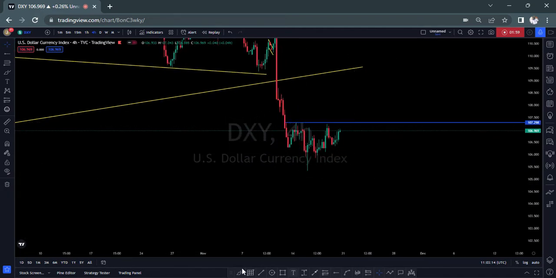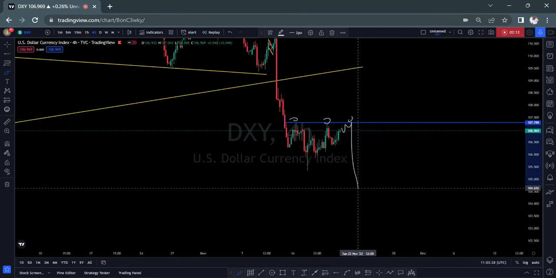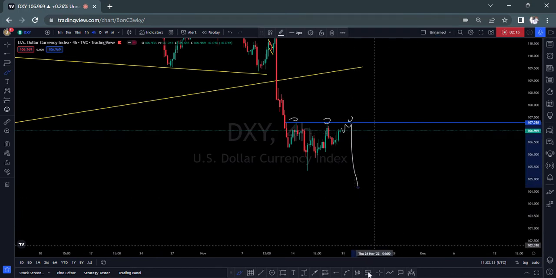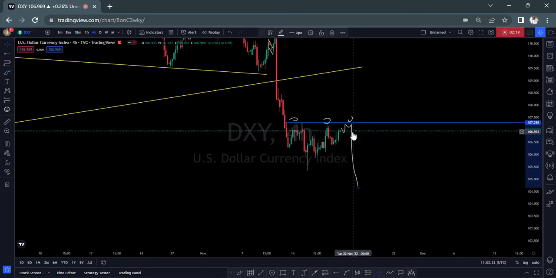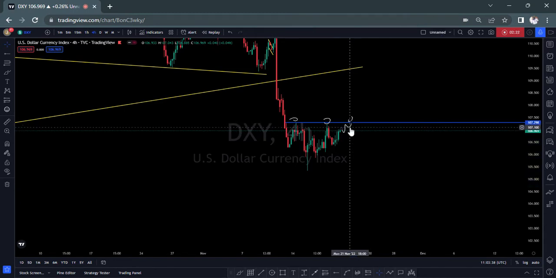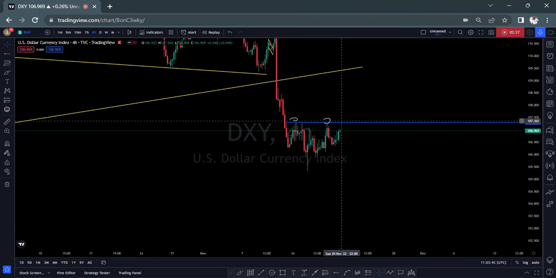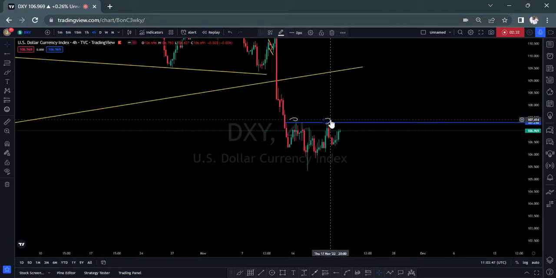You can see this is trying to form a ranging candle. It's trying to form something like a double top. You see it has tested this place twice, and it might also test this place again for us to see the drop. I believe it's going to have a rejection around this area, and I believe it's going to drop.